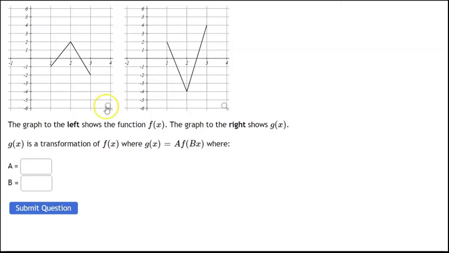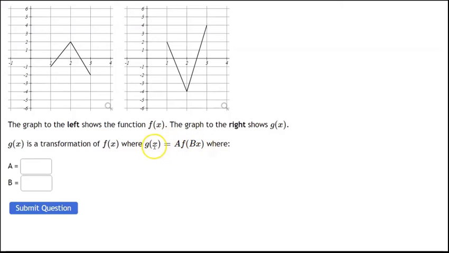So in this question, we're given two graphs. The graph on the left here is f of x. The graph on the right here is g of x. And we're told that g is a transformation of f of x. And more specifically, where g of x is a times f of bx.